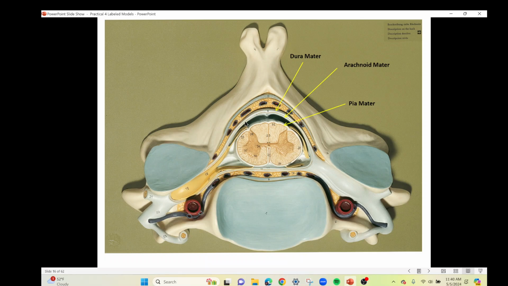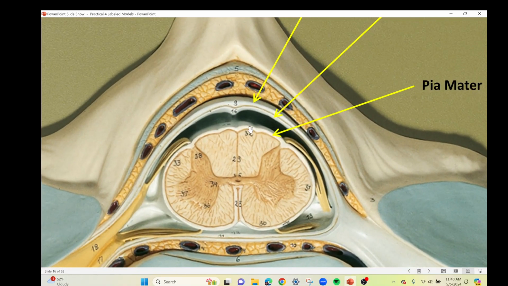And then laying right on top of it, they're not connected, you could separate them, this would be the dura mater right there. See, we could blow this up a little bit. So again, pia, arachnoid, dura.